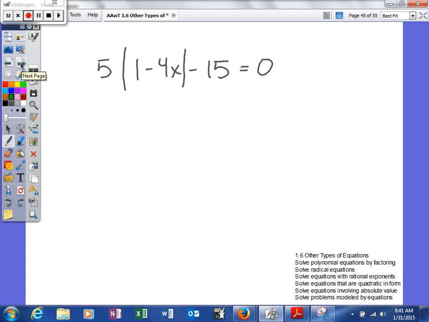All right, here's our last example of absolute value. As you can see, we have 5 absolute value of 1 minus 4x, and then minus 15. So what I want to do is get my absolute value by itself. If you don't do that, you could easily look at this problem and say, hey, it's equal to 0, there's one solution. But make sure you get your absolute value by itself, because that may not be the case when we get our absolute value isolated.